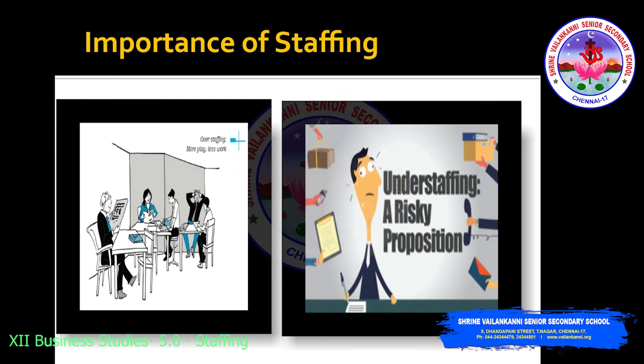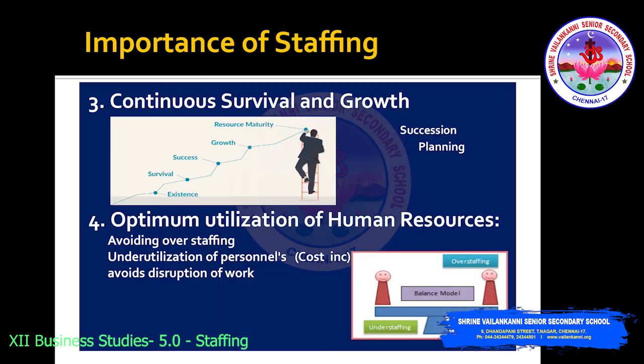That is, if you require 10 people to perform a job, giving that job to one person, or 2 to 3 persons, is called understaffing. It is a risky proportion because the person will feel overburdened, and he can leave the job to find a better job for himself. So correct balance mode is required. That's why in the previous slide we had balance mode. There should not be overstaffing, there should not be understaffing. So the work continues with a balanced mode, better work.